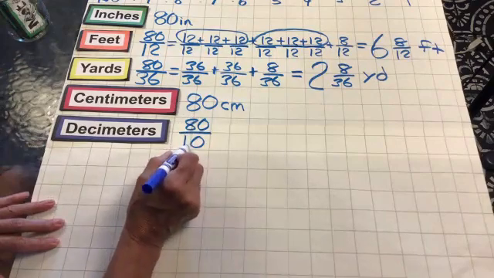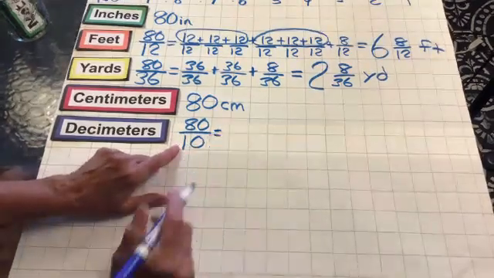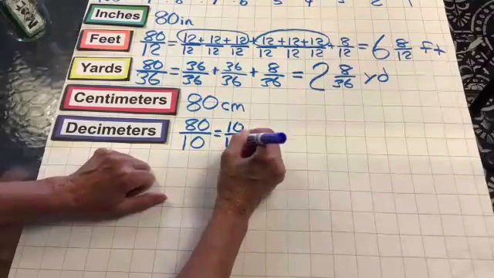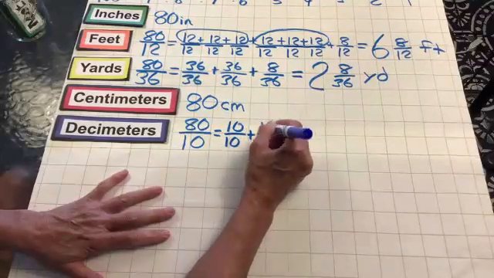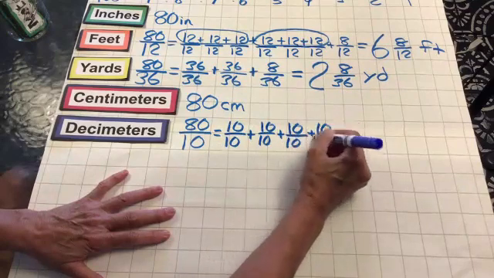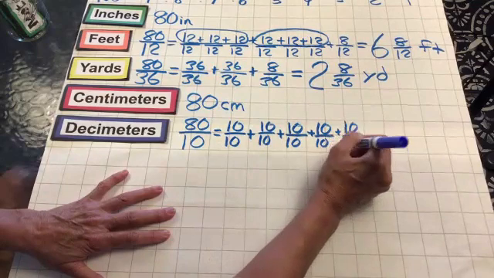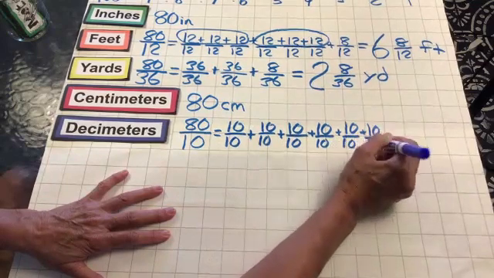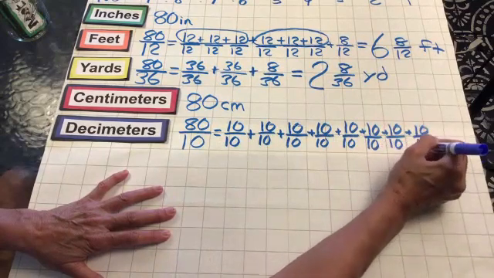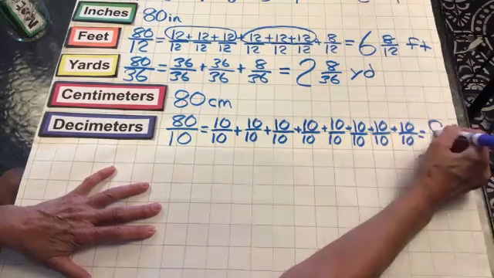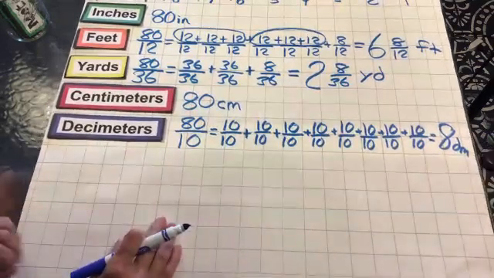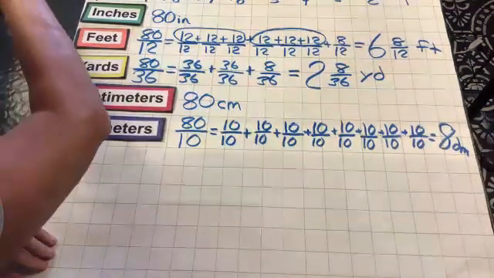So this is our sets. How many sets? How many are in a set? And 10 goes into 80 8 times. So we know we can get 8 sets of 10. So that's 10, 20, 30, 40, 50, 60, 70, 80. So that means we can have 8 decimeters out of 80 centimeters. Looking good. Let's move on.